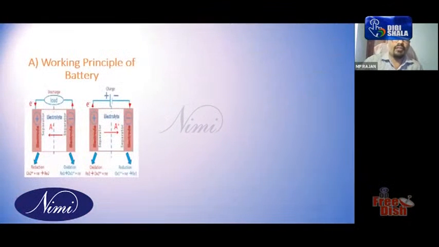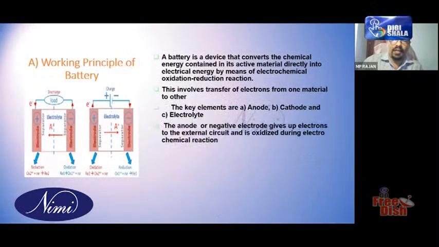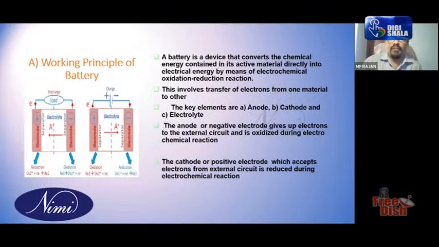Okay, so let us see what is the working principle of the battery. So you all know battery is a device which converts chemical energy into electrical energy. So energy is stored chemically inside the battery, and whenever you need it, you can connect it to the load, and some chemical reaction will be taking place in the battery and you will get the electrical energy.